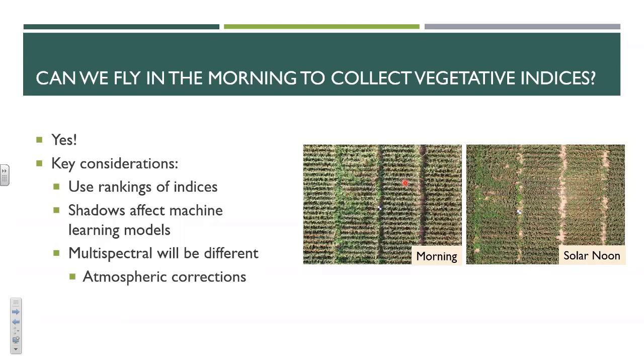And then finally, multi-spectral will be different, and that's because you're going to need to apply atmospheric corrections to your camera. It's someone else's. We don't have multi-spectral. You'll have to try this on your own camera. But multi-spectral are usually a little more touchy to all the changing light and stuff.